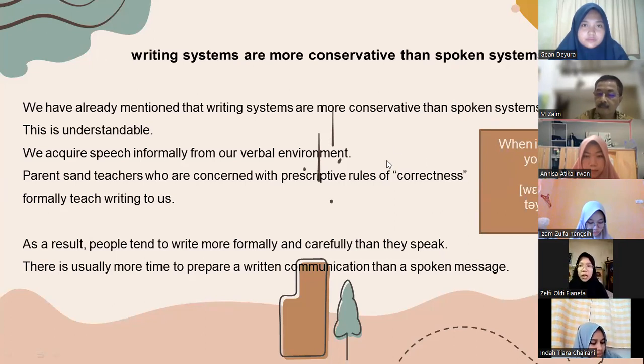Writing and speech are related but different systems. Writing represents the words of spoken language, although it doesn't differentiate the separate morphemes.